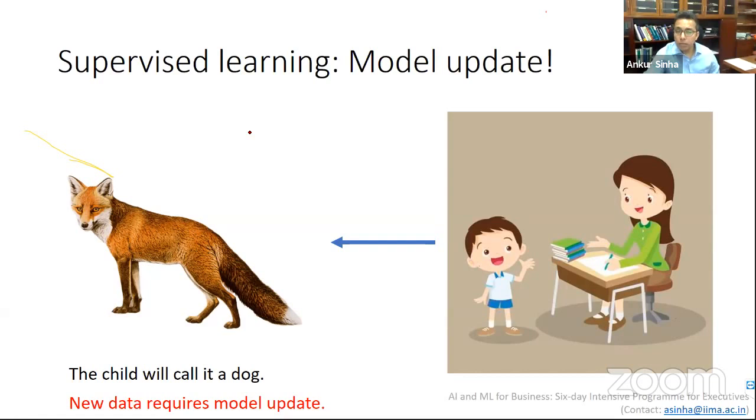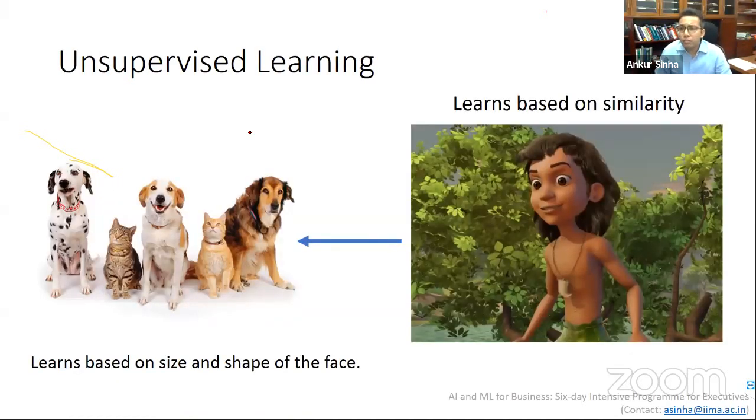So new data means that a model update is required. Let's talk about unsupervised learning. Let's think of a guy who has always lived in the forest and has never encountered a teacher. Let's think of Mowgli. Now, will Mowgli be able to identify dogs and cats without any instruction?